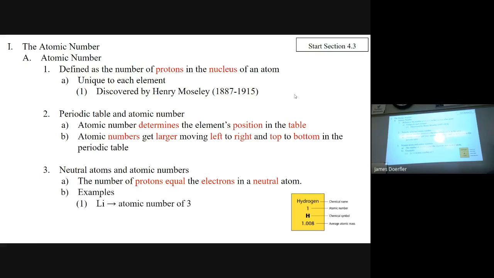We look at lithium. Lithium's atomic number is 3. I want you to find lithium on your periodic table. Where is it? Very good. Right here. Again, we're assuming that it's neutral because we're looking at the periodic table. That means that its atomic number being 3, we have 3 protons. But also, being neutral, we have 3 electrons. With me thus far? Excellent.